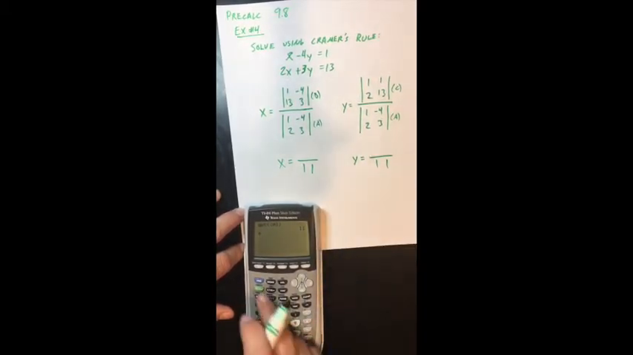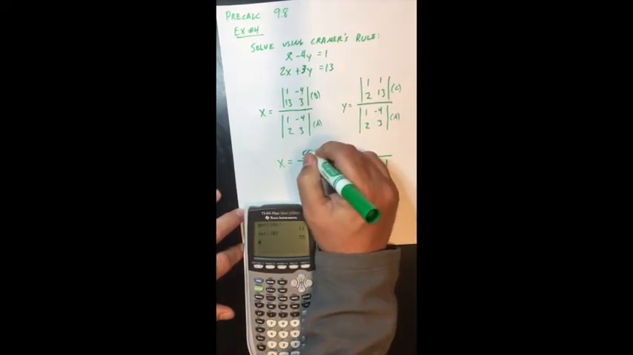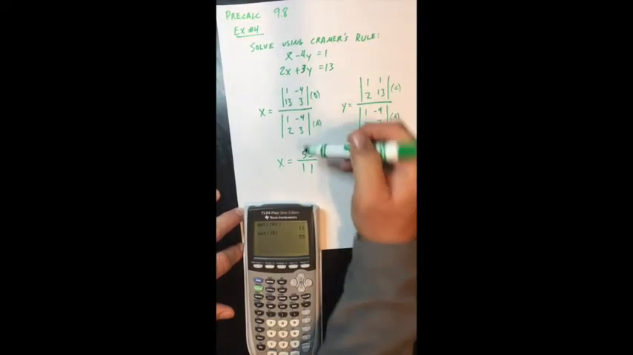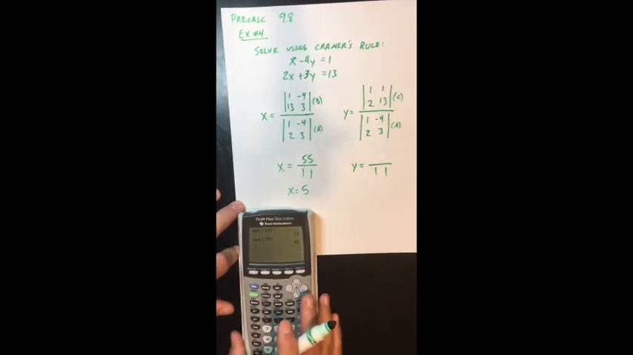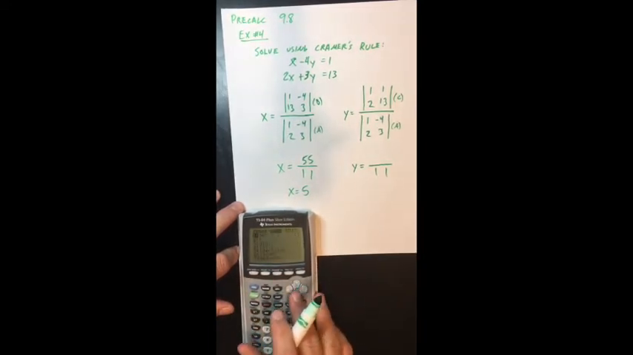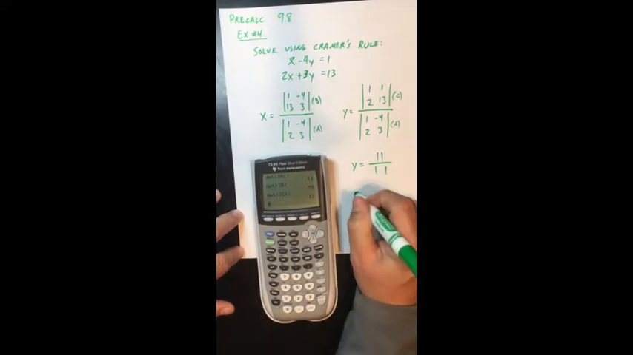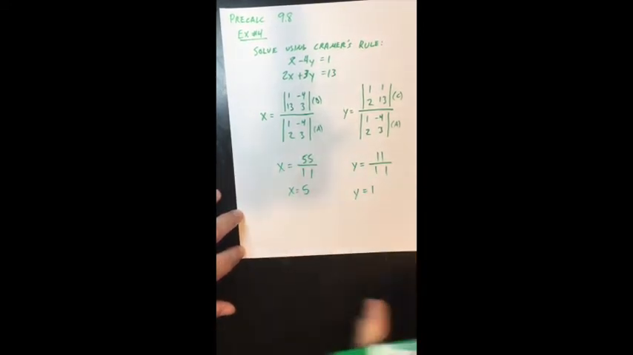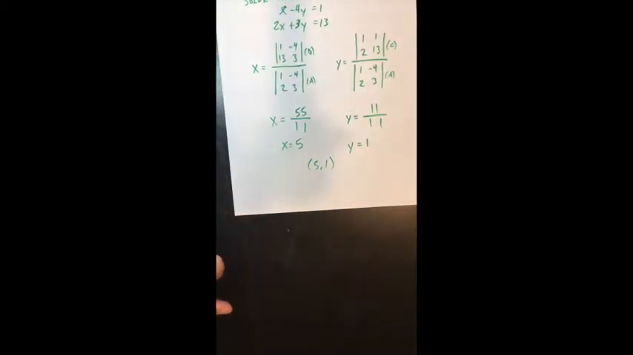Now we want to figure out the determinant of matrix B, which is 55. Remember, B was the numerator for x, so x is 55 over 11, or just 5. And then I'll do the determinant of matrix C, which is 11. So y is 1. So our final answer here is the point (5, 1).